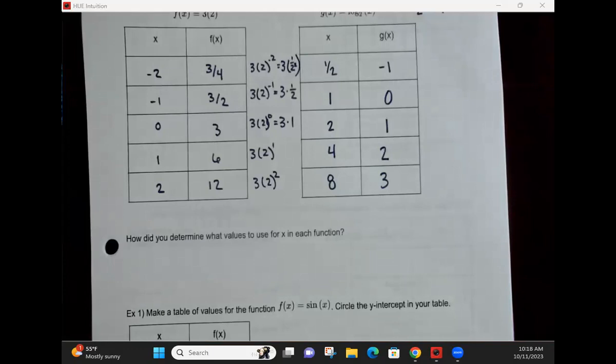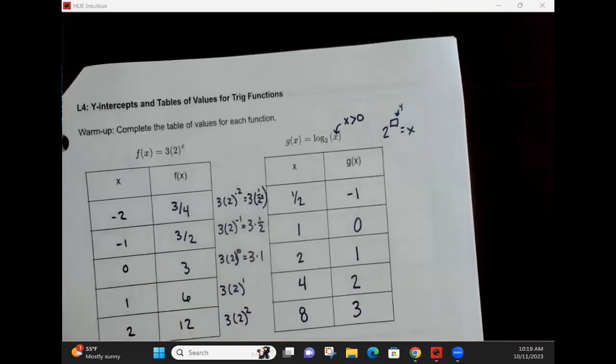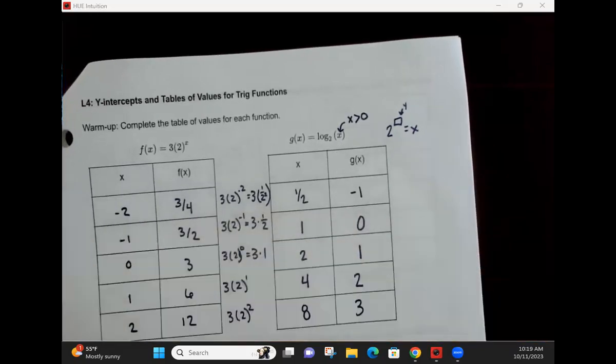For g of x, I was limited by the domain of this function, right? Our x values had to be greater than 0, but then we were also selective in what those values were. Could we have plugged in 3 for x? Could I do 2 to some power and get 3? I mean, technically, yes, but is that a value that's going to be nice that I can evaluate without a calculator, that I can plot cleanly on a graph? Not so much. So we're picking values that kind of make our lives a little bit easier here.